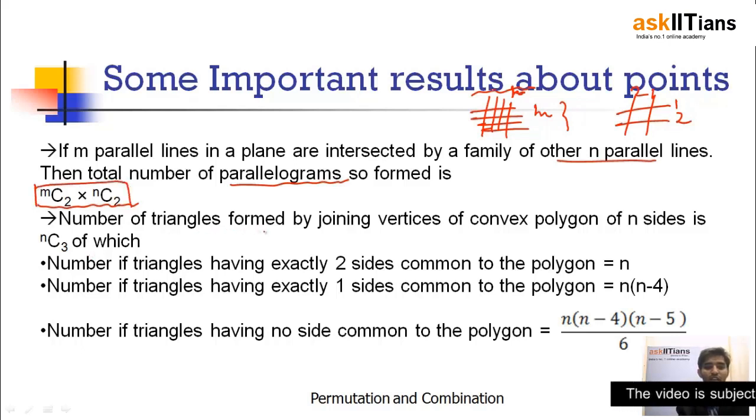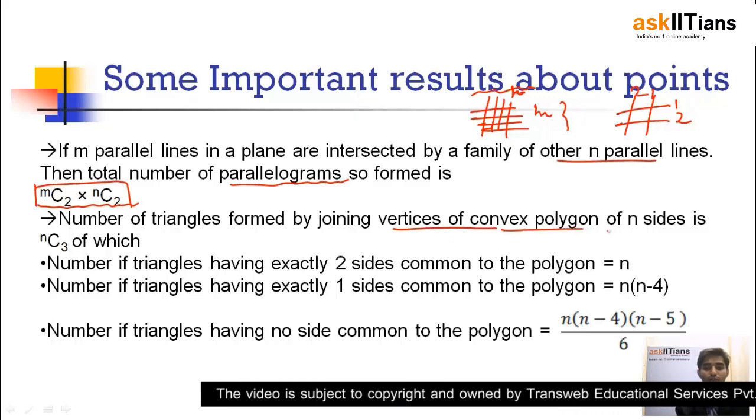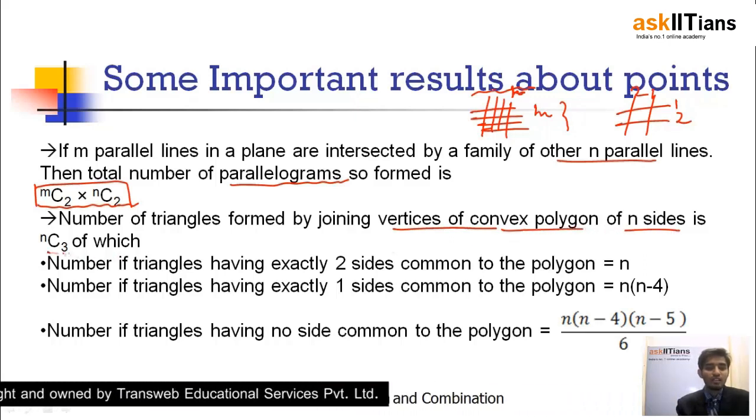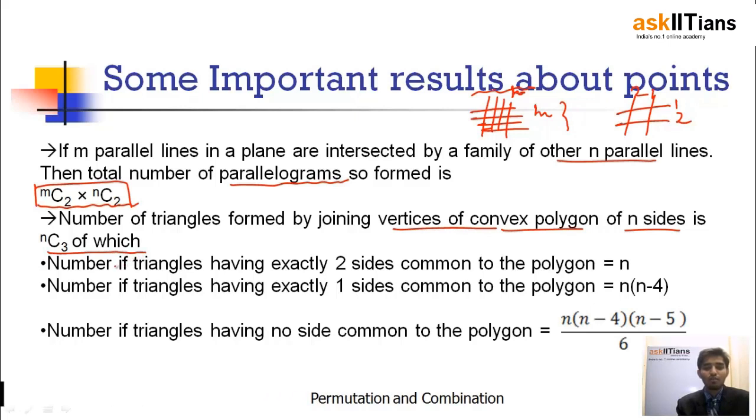The total number of triangles formed by joining the vertices of a convex polygon of n sides is nC3. Of these, the number of triangles having exactly 2 sides common is n. If there is exactly 1 side common, then the total number of triangles will be n into n minus 4. And if no side is common, then the total number of triangles will be n into n minus 4 into n minus 5 divided by 6. So these are some important results about points that you should remember.